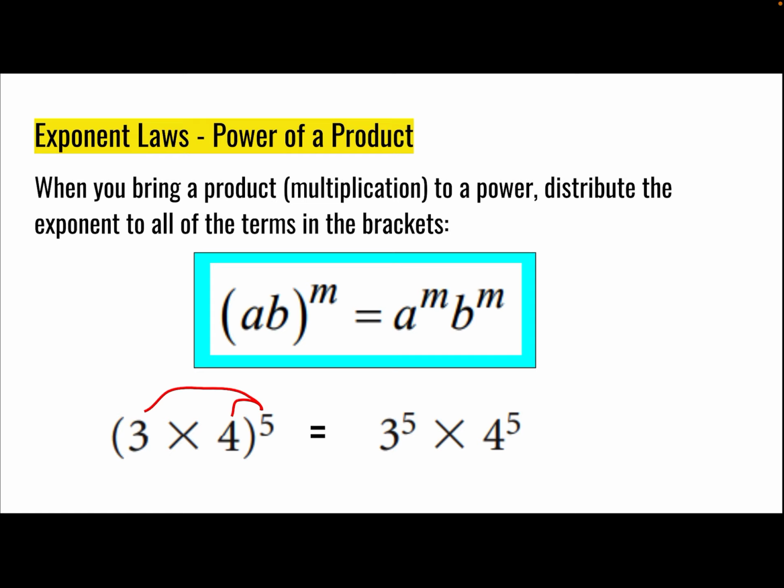So if I have a product brought to a power, I can distribute the exponent to all the terms in the brackets. And basically what I'm doing is I'm applying the power of a power rule. I'm multiplying that exponent by their little exponents. Most of them will have an exponent 1. Occasionally, we don't. And I have done an example like that on the next page. So here I have 3 times 4 to the 5. I distribute the 5 to both, and I get 3 to the 5 times 4 to the 5.